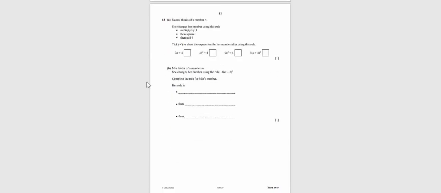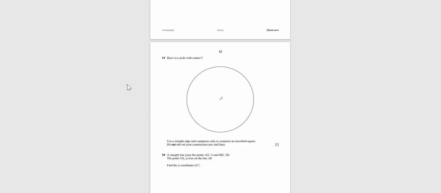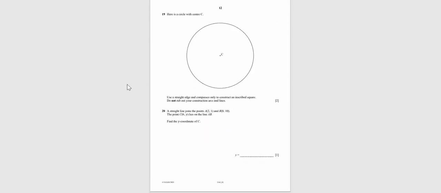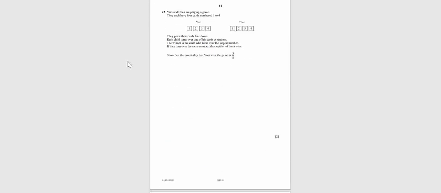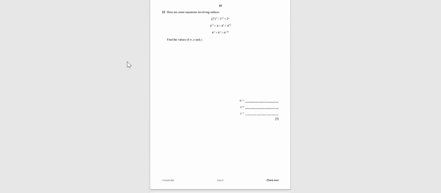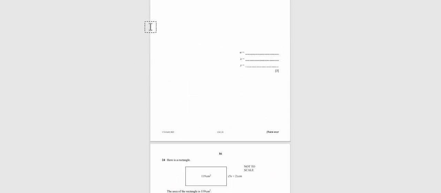This is page 11, number 18AB, page 12, number 19, 20, page 13, number 21, page 14, number 22, page 15, number 23, and page 16. So just now it was page 15. Now this is page 16, number 24. That's it. So we're done today.